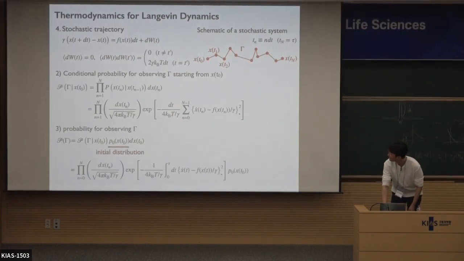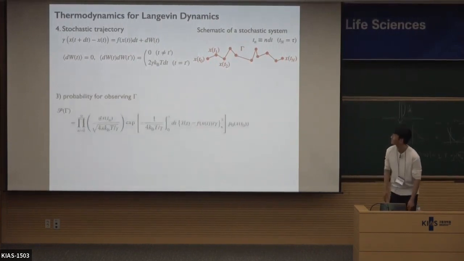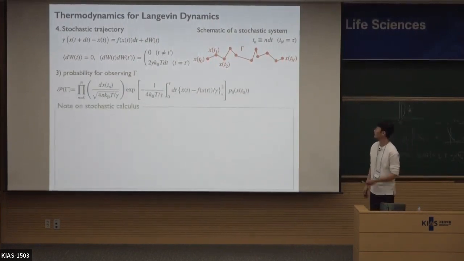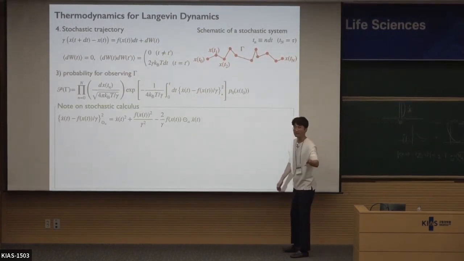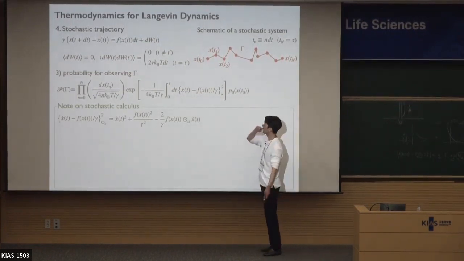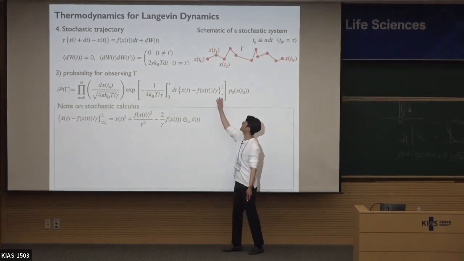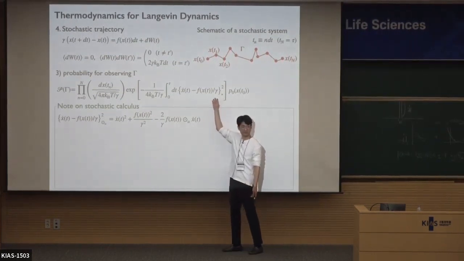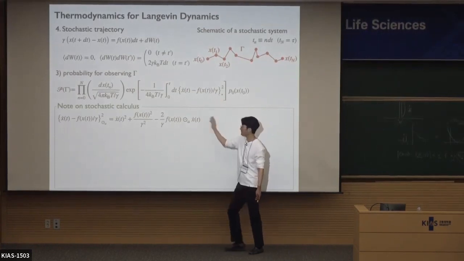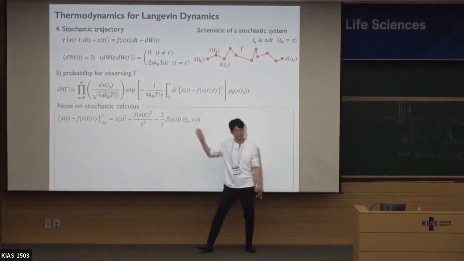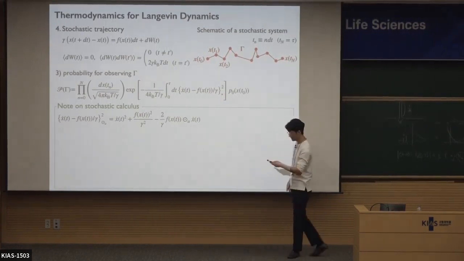Okay, so this is a probability. And here, let me make one note. As you asked me, here I use the Ito product, but we can exchange this Ito product to other general product in this way. So let me show you.